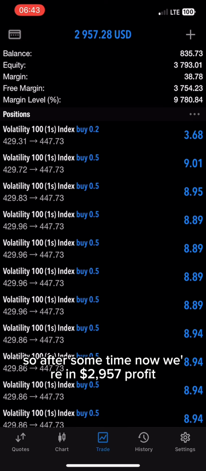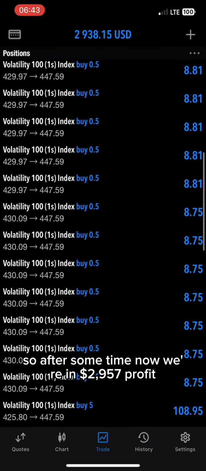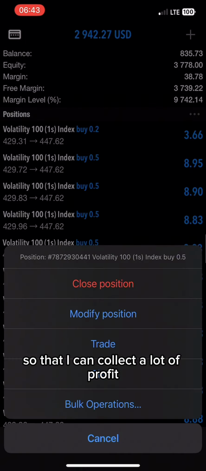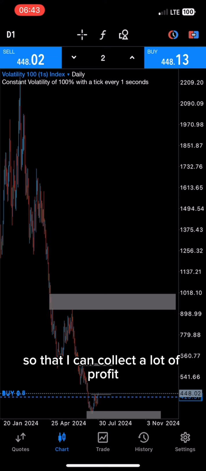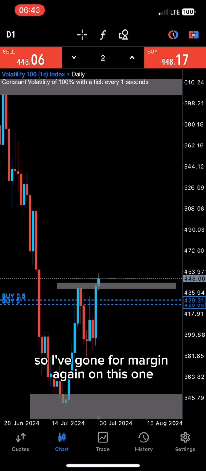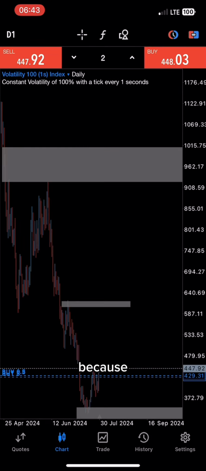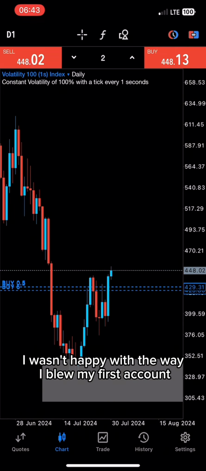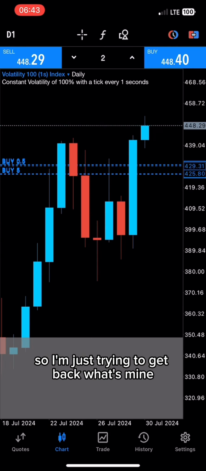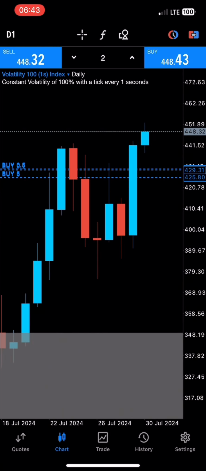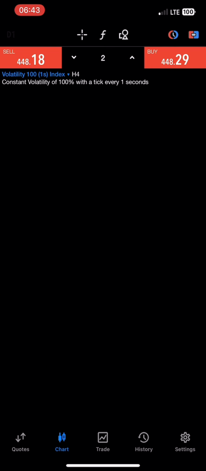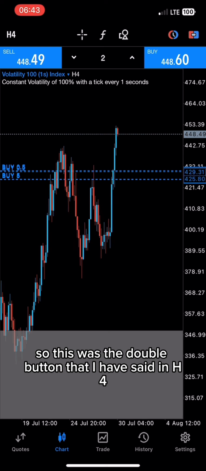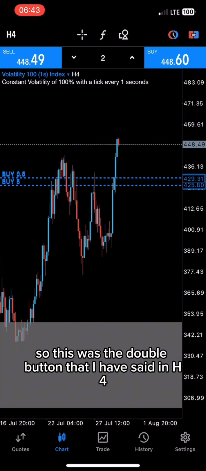So after some time, now we're in $2,957 profit, which is a lot because I added more positions so that I can collect a lot of profit. As you can see, the market bought, so I've gone full margin again on this one because I wasn't happy with the way I blew my first account. So I'm just trying to get back what's mine.